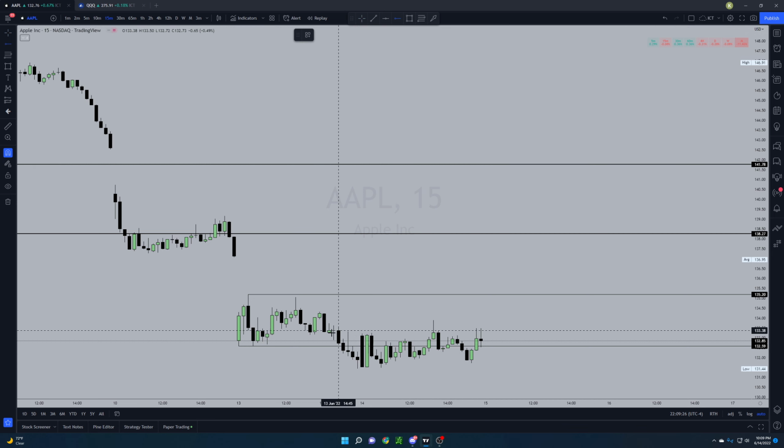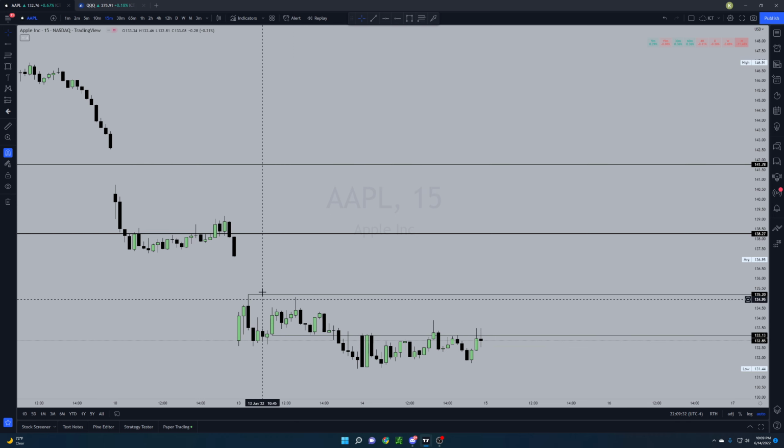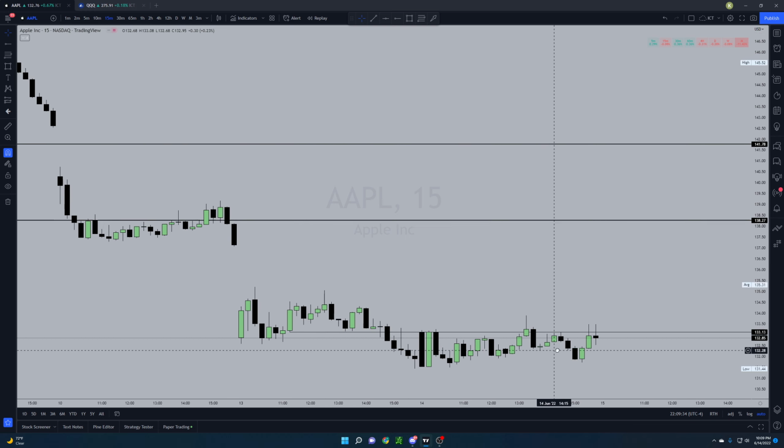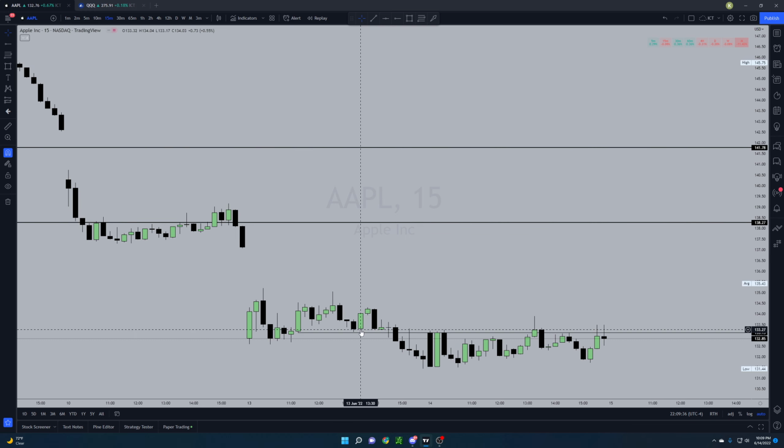So for example, right here, you can see how we developed a little support on Apple, right? Let me get rid of these so you can see how we have 1, 2, 3, 4. We have a bunch of touches through here, so you can see that we have a solid support. And what happens the next day, right? What happens today? We open up right at our resistance, so this is an easy short.